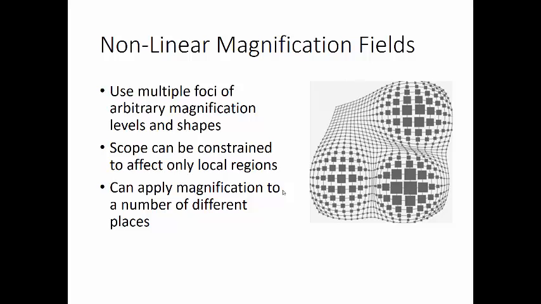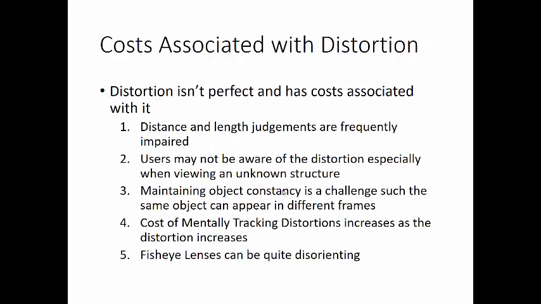So distortion and these techniques are really good, but there are some costs associated with them. One, distance and length judgments are frequently impaired. Two, users may not be aware of the distortion, especially when viewing an unknown structure. Maintaining object constancy is a challenge, because the same object can appear in different frames. And the cost of mentally tracking distortions increases as the amount of distortion increases. And fisheye lenses can be quite disorienting.